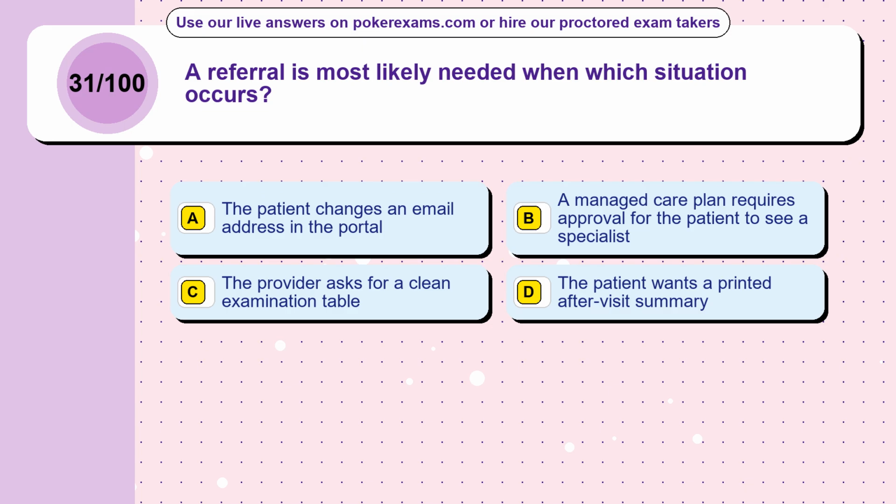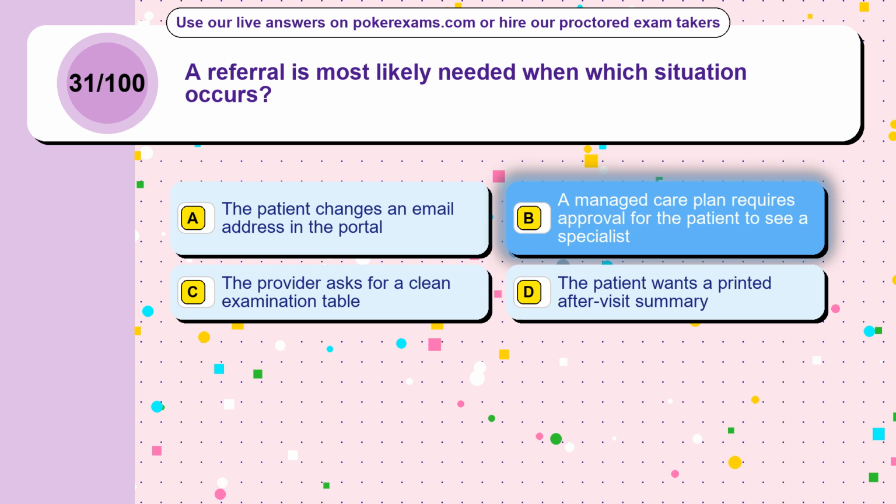Question 31. A referral is most likely needed when which situation occurs? Option A, the patient changes an email address in the portal. Option B, a managed care plan requires approval for the patient to see a specialist. Option C, the provider asks for a clean examination table. Option D, the patient wants a printed after-visit summary.